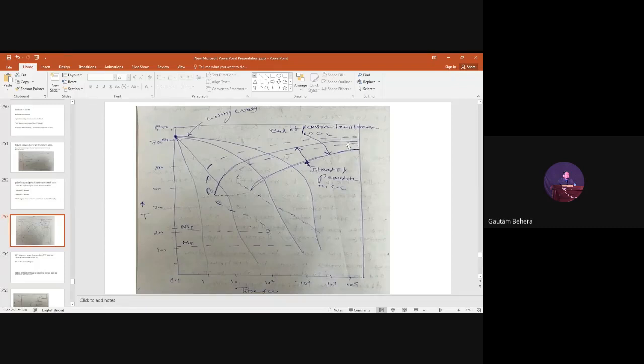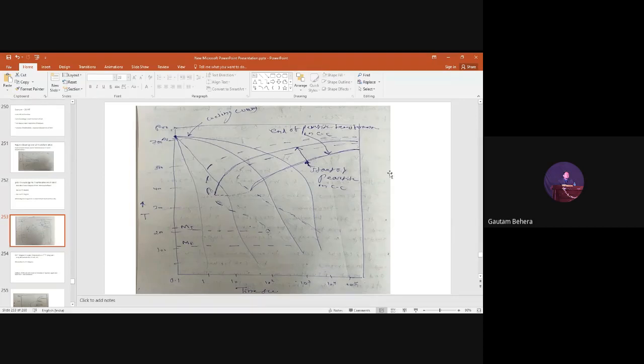But you can see there are two solid lines. This is the first solid line, up to this, and this is the other solid line, up to this, and they are joined like this here. And this part is nothing but the nose of the C curve. So we can see the difference between TTT and CCT. It is clearly visible. Can you figure out what the difference is here between TTT and CCT? CCT is the solid curve, this one, and TTT is the dotted curve.